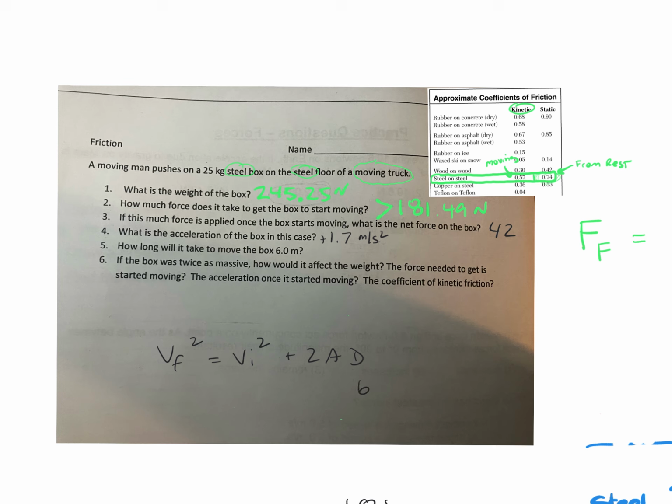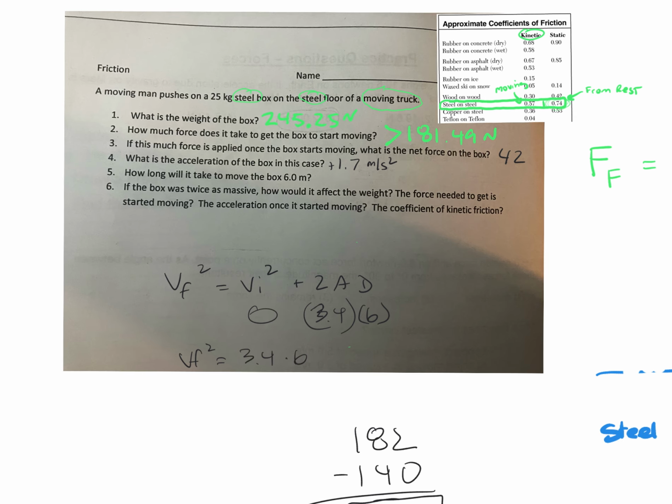So the distance here is 6. My acceleration is 1.7 times 2, so that's going to be 2.4. I'm sorry, 3.4. And my initial velocity is 0 because it started from rest, right? So this just says that my velocity final squared is equal to 3.4 multiplied by 6. So 3.4 times 6, 3 times 6 is 18, and 0.4 times 6 is 2.4. So velocity final squared is equal to 20.4.